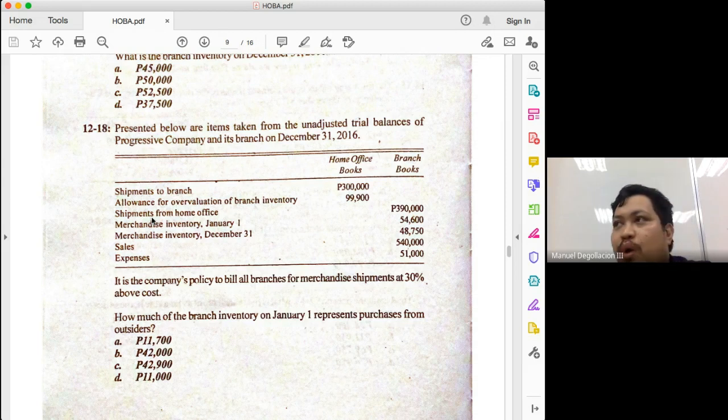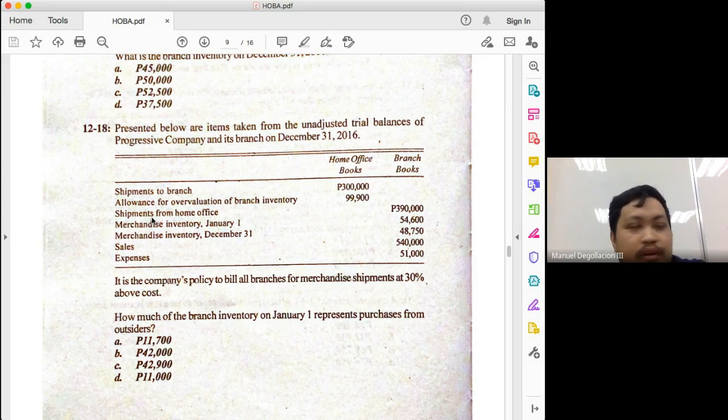33,000 times 130%, or simply add the markup of 9,900 will give you how much? 33,000 plus 9,900 will give you 42,900. Okay, so that means out of our total beginning inventory, 42,900 came from the home office. And since our total beginning inventory is 54,600, you remove the portion that came from the home office, and that will already give you the amount of inventory that is part of our beginning inventory that came from outside parties.